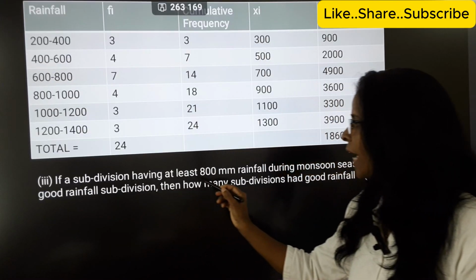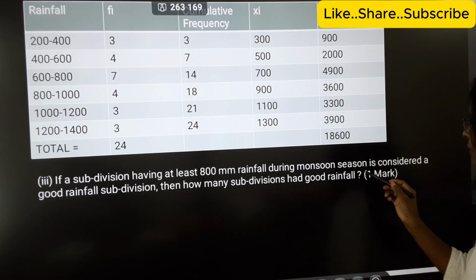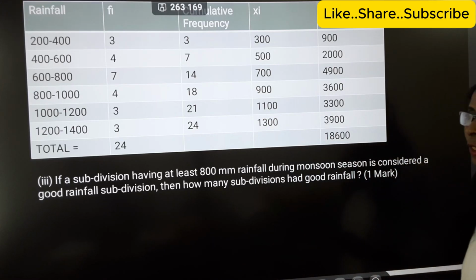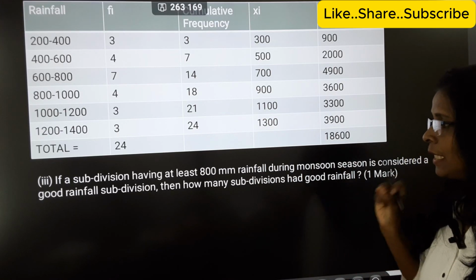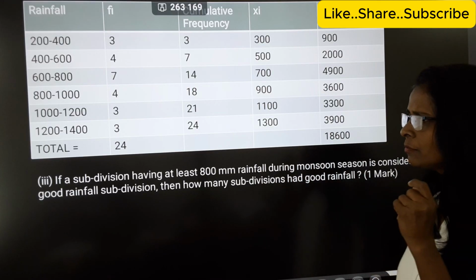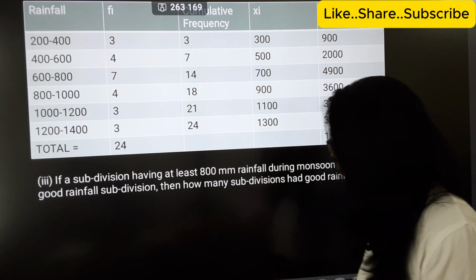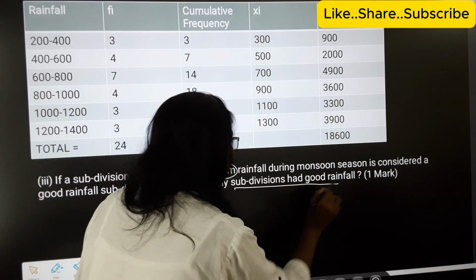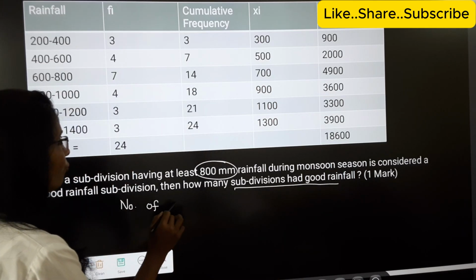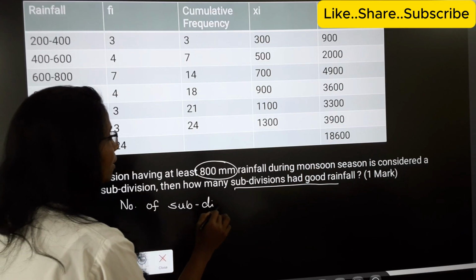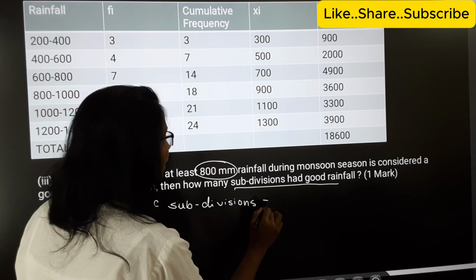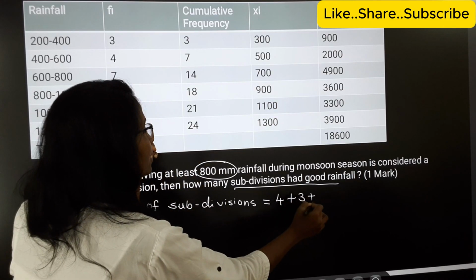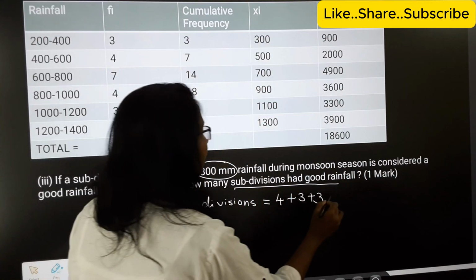A subdivision having at least 800 millimeter rainfall during the monsoon season is considered a good rainfall subdivision. Then, how many subdivisions have good rainfall? As we consider 800 millimeter as good rainfall, the number of subdivisions will be 4 plus 3 plus 3, and that will be equal to 10.